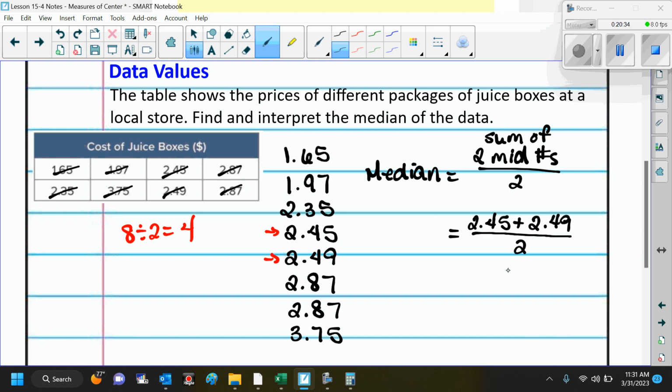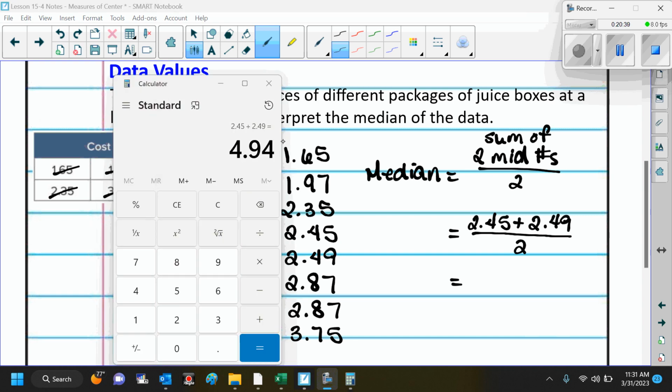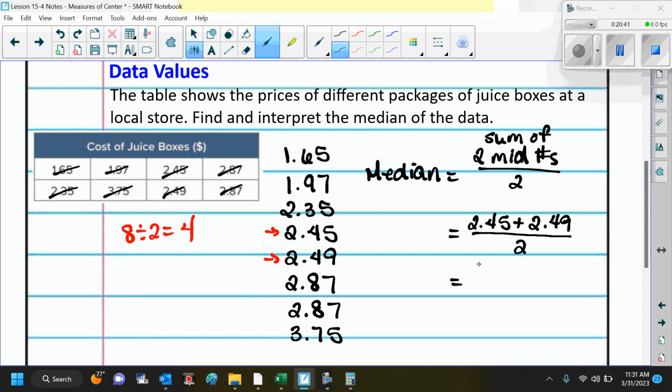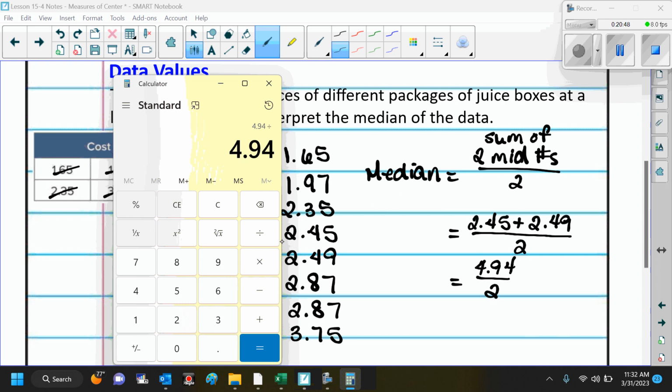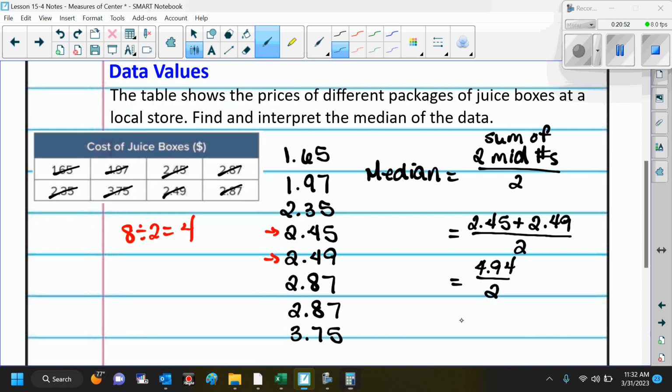Of course, you are allowed to use your calculator. That gives us 4.94. We're going to divide by 2. So our median is 2.47. And this is the cost of juice boxes, so this is money. $2.47 is the median price.